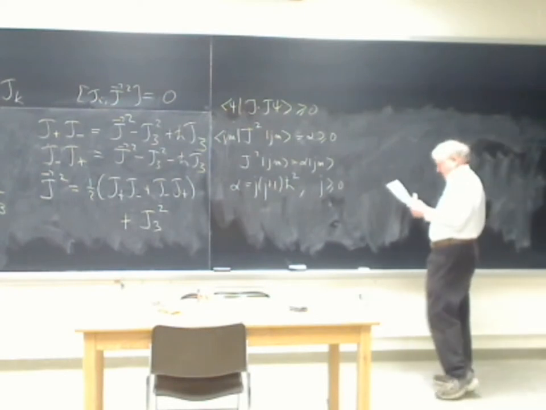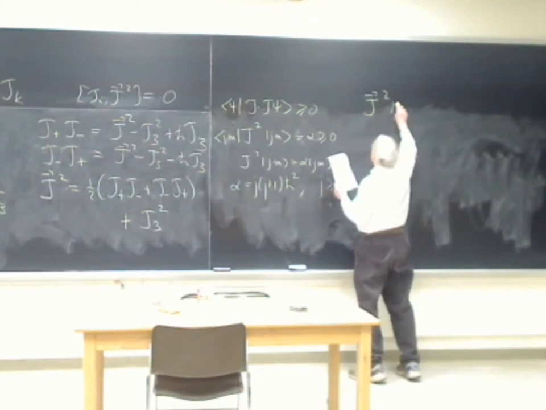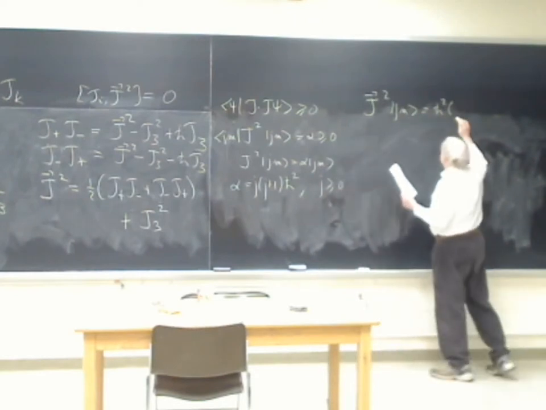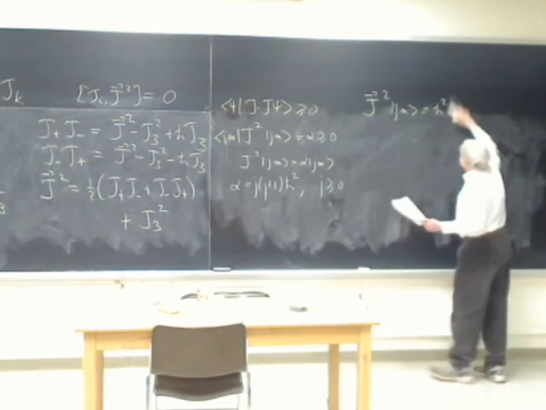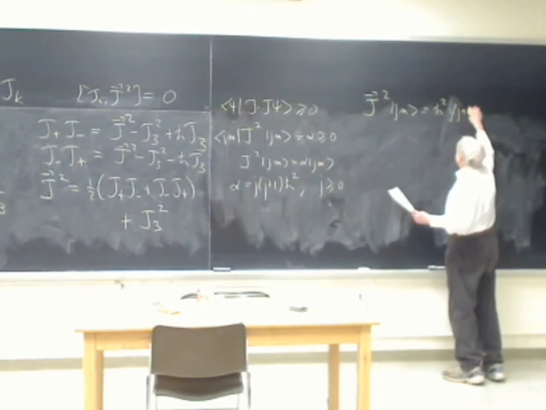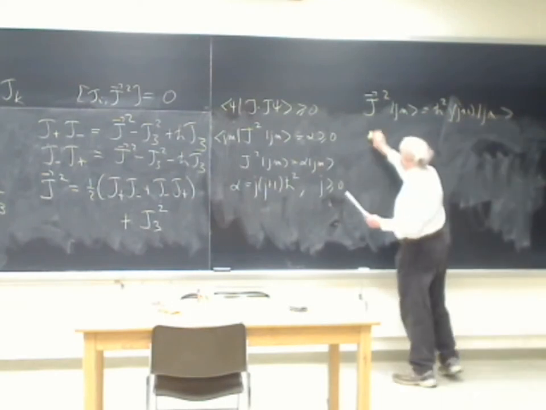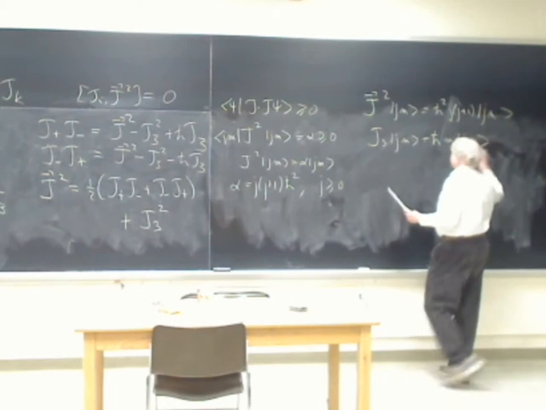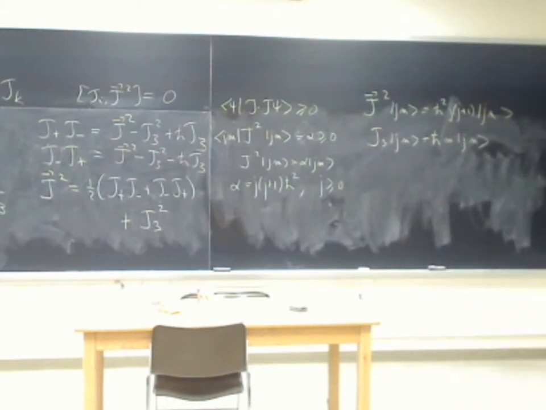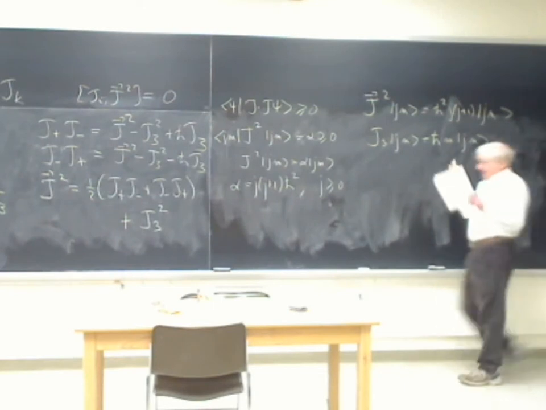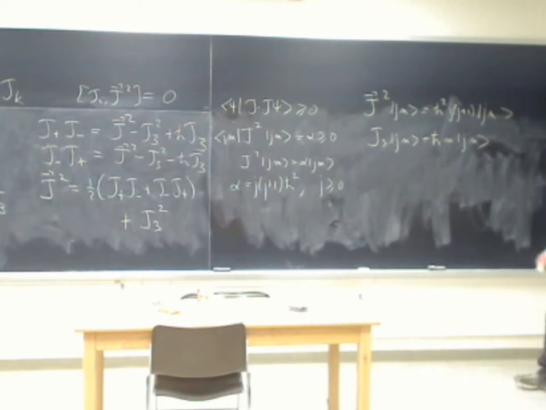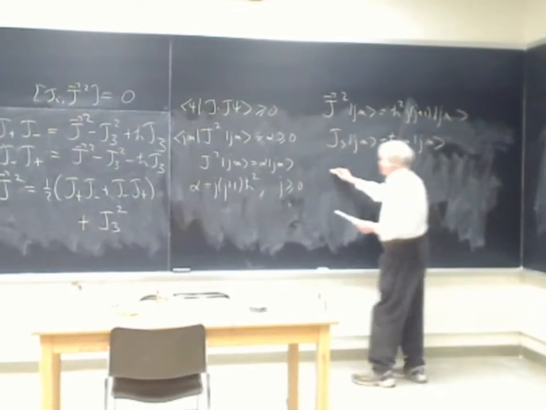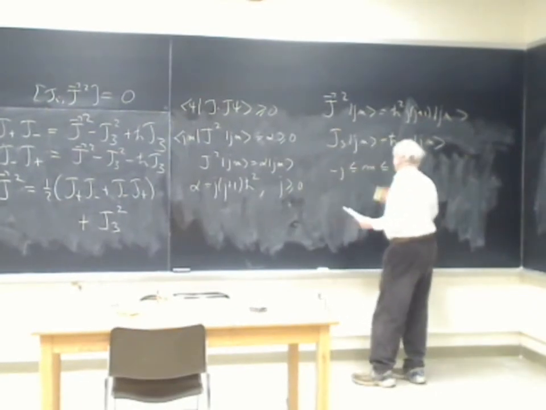And we then considered J squared on Jm is h bar squared j(j+1) Jm, and J3 on Jm is h bar m Jm. So these are the two equations that we set out to analyze with the aid of these equations, which we derived from the fundamental angular momentum commutation relations. And we found various things about these. In particular, we found that m had to lie between minus j and plus j.